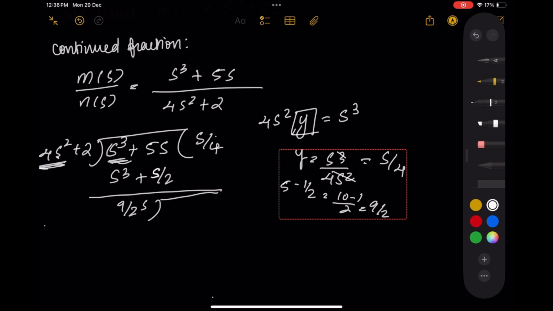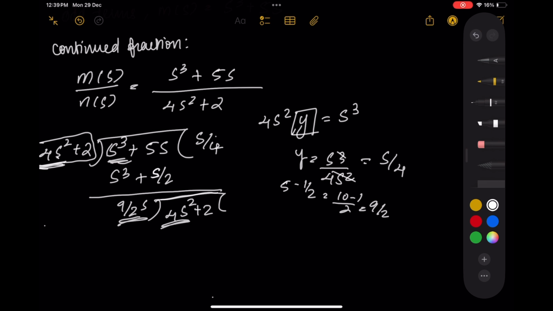Then we take the next term. This is the remainder: 9 by 2s is the remainder. Then we take the next term inside, that will be 4s square plus 2. I'm taking 4s square plus 2 into the division column, and I'm going to divide it. How are we going to divide it? We have to make sure the first terms become equal. So I have to multiply 9 by 2s with some value to get 4s square.